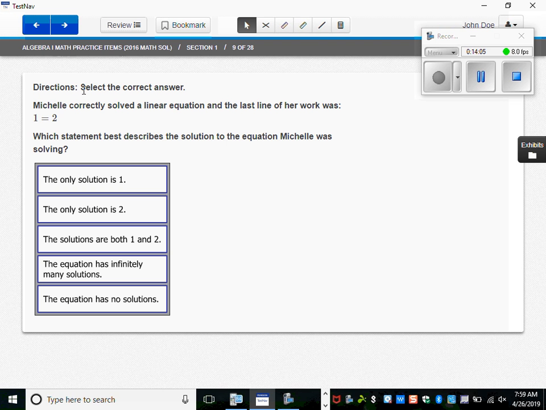All right, it says select the correct answer. Michelle correctly solved the linear equation, and the last line of her work was 1 equals 2. Now we know 1 does not equal 2. That's not a true statement, correct? So it says, which statement describes the solution to the equation Michelle was solving? The only solution is 1. The only solution is 2. The solutions are both 1 and 2. The equation has infinitely many solutions, or the equation has no solution. What did you guys say? Should be no solution. Very good.